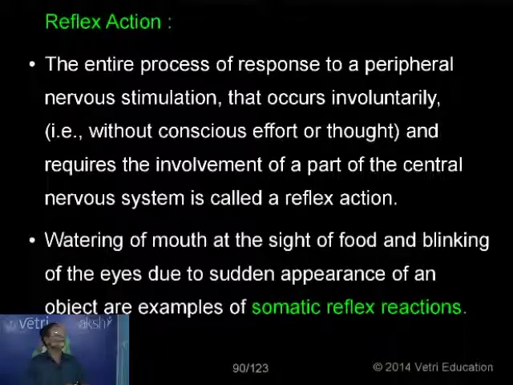So we have some activities that are taking place involuntarily. We are showing a response to a peripheral stimulation that occurs involuntarily, and it also requires the involvement of a part of the central nervous system. Then it is what is known as a reflex action.